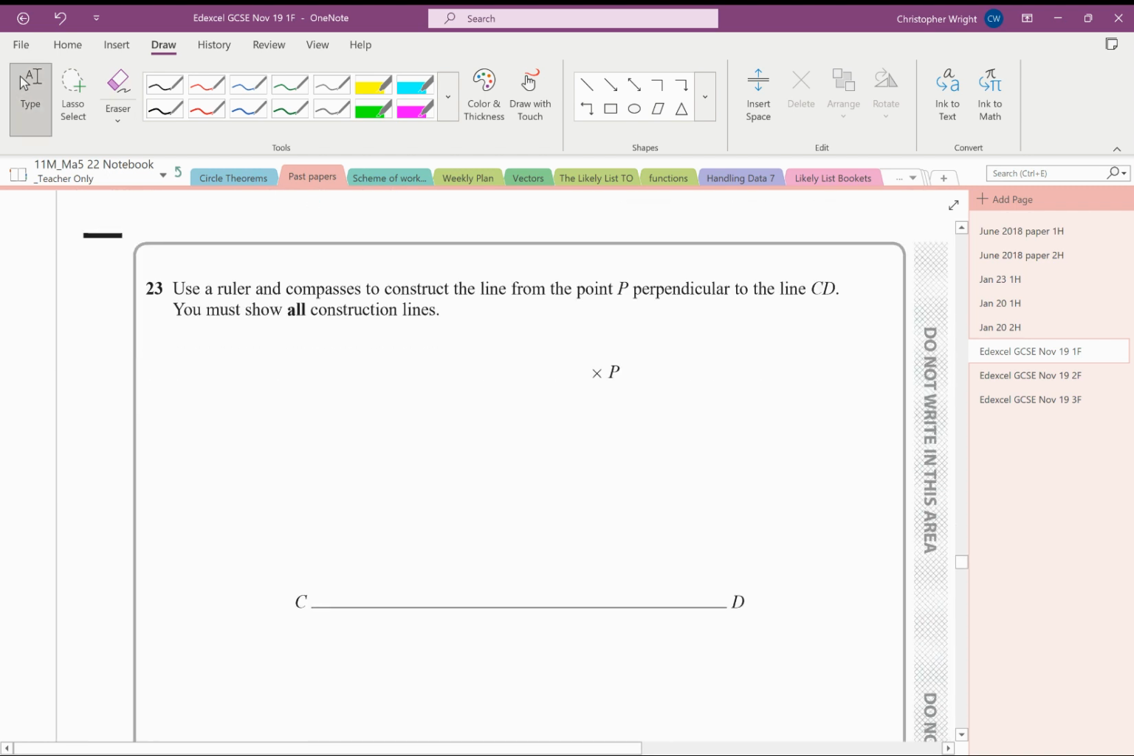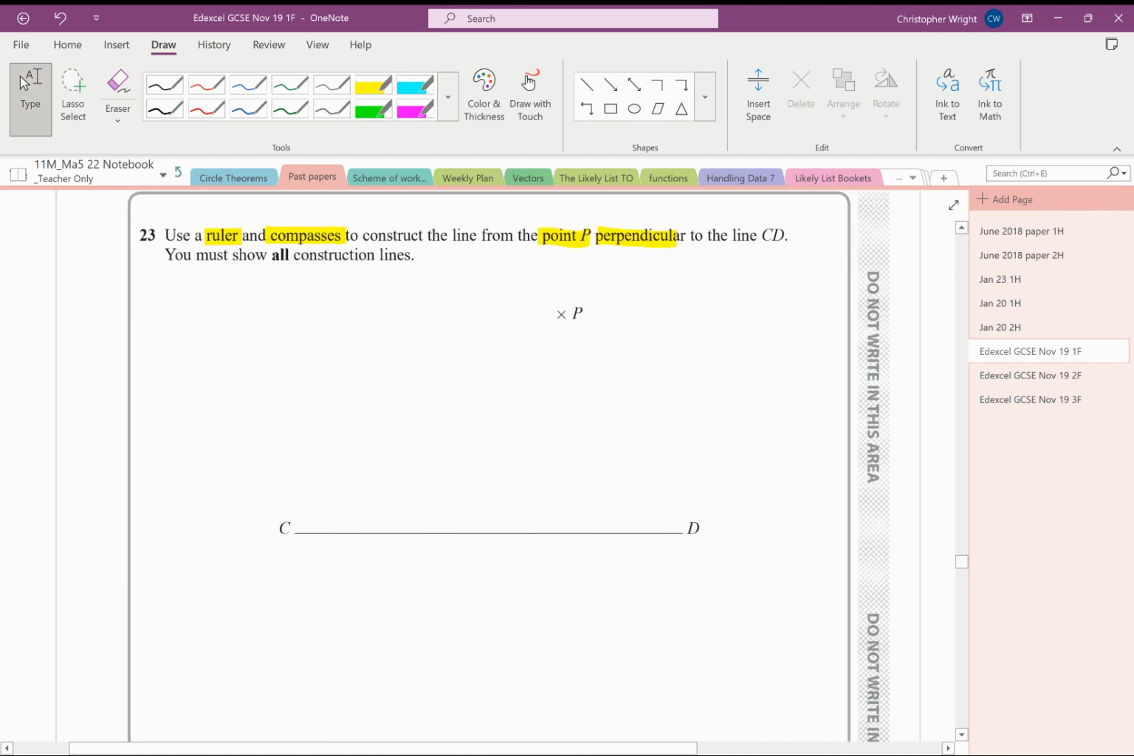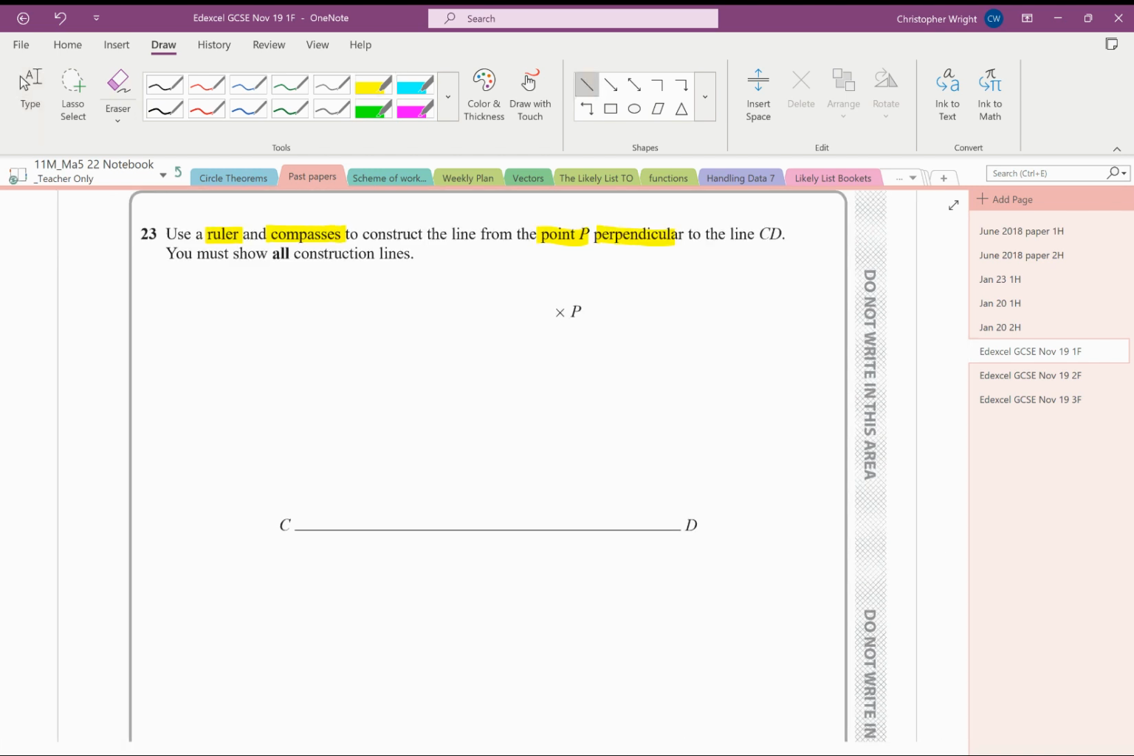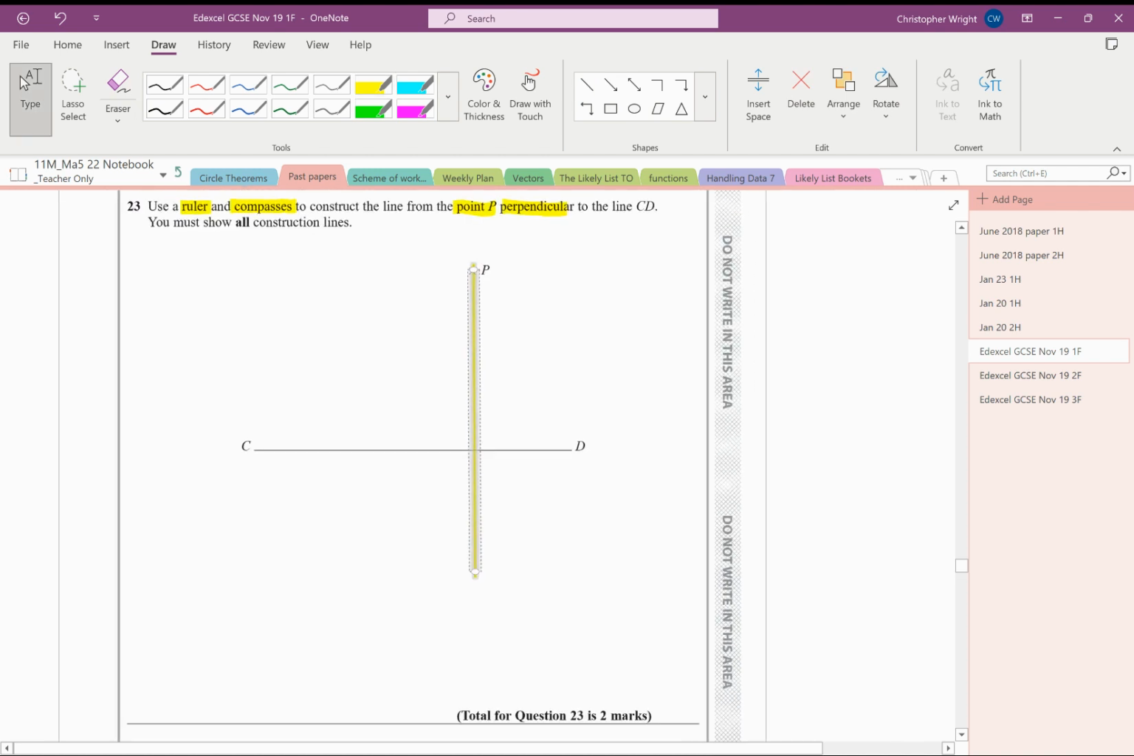Use a ruler and compasses to construct the line from point P which is perpendicular to the line CD. So what we're going to try and draw is a line from P which crosses this line CD at a right angle. So we're going to try and draw that line, but of course we can't just draw it. We have to use a ruler and compasses so you get it dead on. Now I can't do this on my screen because I can't use a ruler and a compass, but I can show you what to do.